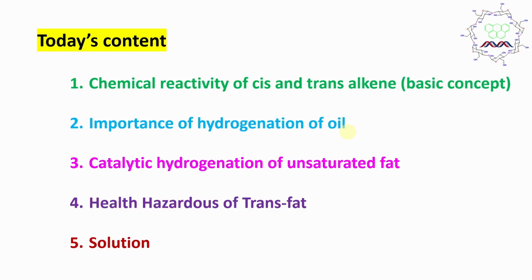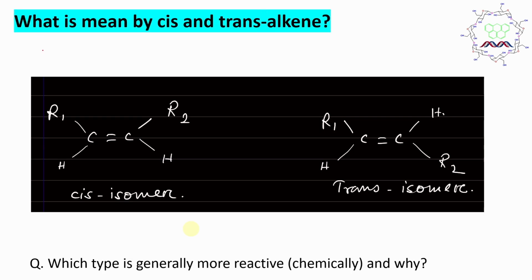Now, before going to the details, let's look at today's content, what points we are going to discuss on today's topic. First of all, the chemical reactivity, cis versus trans alkene. Next, importance of hydrogenation of oil. Finally, catalytic hydrogenation of unsaturated fat and the health hazard associated with it. And finally, its solution. And obviously, at the end, we'll discuss the MCQ. Now let's go to the first point.